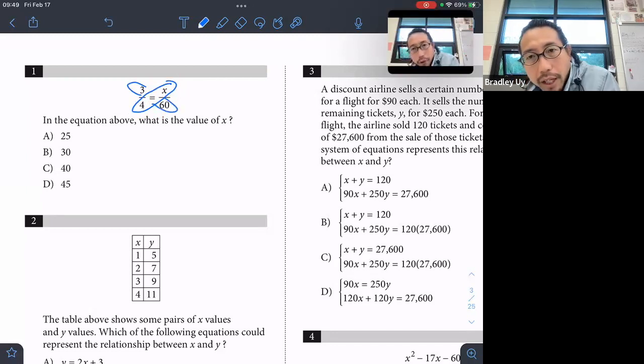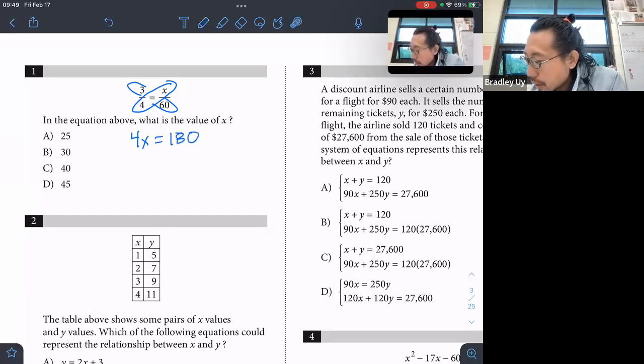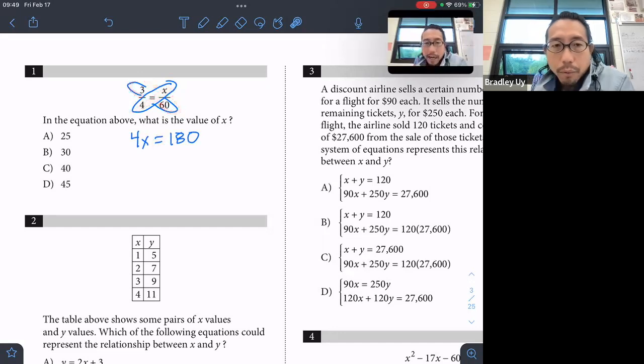The most important thing about cross multiplying is you will set the products of the crosses equal to each other. If you start with an equation, you've got to end with an equation. So you have 4x equals 180. It doesn't matter where you place the 180, on the left or the right. It's an equation anyway, so it's the same.